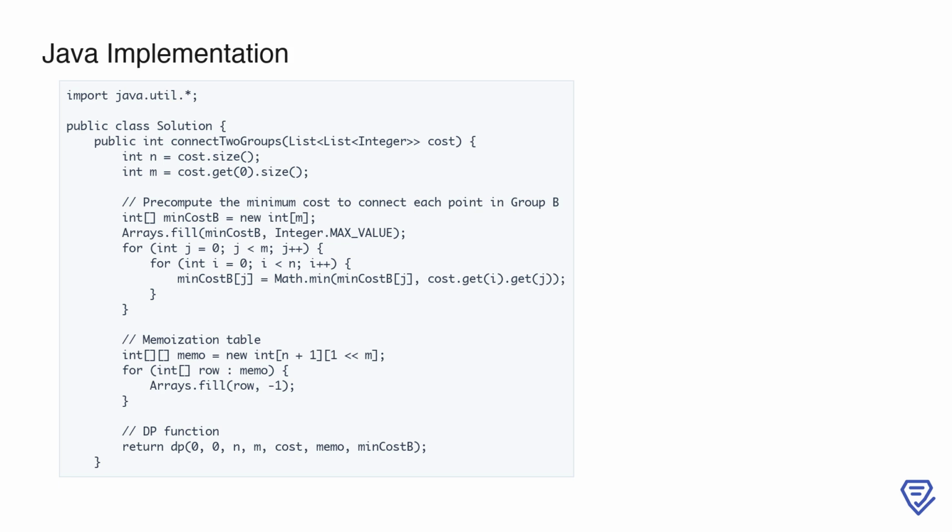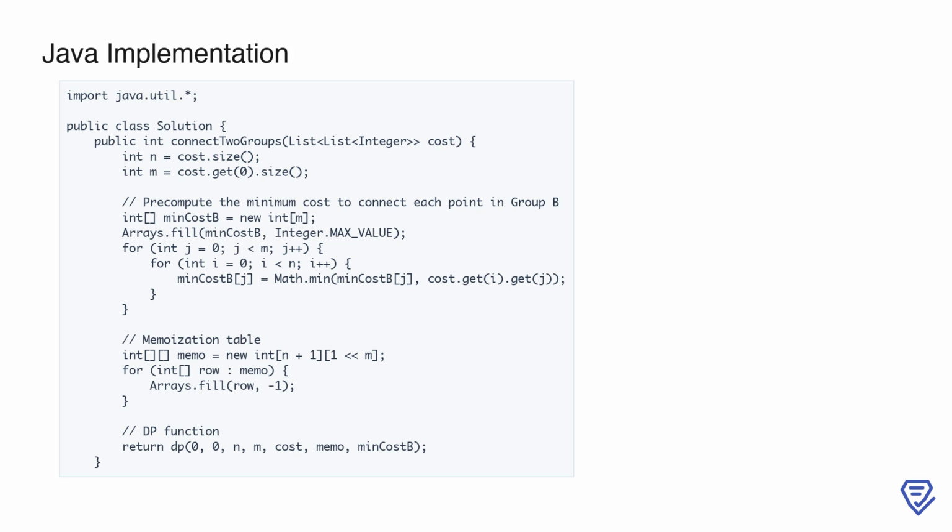Here, we begin the implementation of the solution in Java. First, we import the necessary libraries and define our solution class. The method connectTwoGroups takes a list of lists as input, representing the cost matrix between two groups of points. We start by extracting the sizes of group A and group B, which are stored in n and m, respectively. Next, we pre-compute the minimum cost required to connect each point in group B to any point in group A. This is stored in the minCostB array, where each element corresponds to the minimum cost for a point in group B.